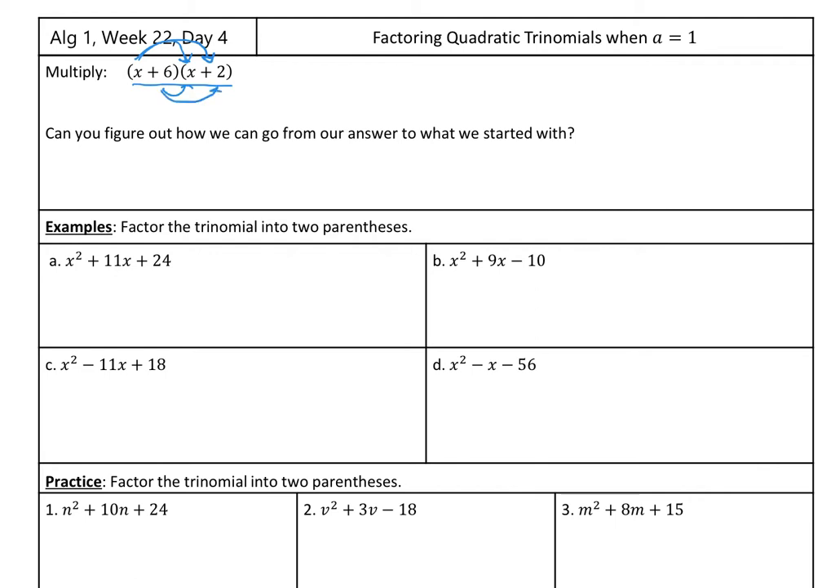When I FOIL this out, I do first, which is x times x, so that's x squared. I do outside or outer, and that's x times 2, so 2x. I do 6 times x for the I, for inner or inside. And then I do 6 times 2, which is last, and that's 12. And the vast majority of the time, the middle terms here will be like terms that we can add together.